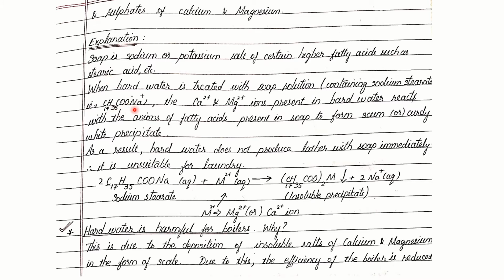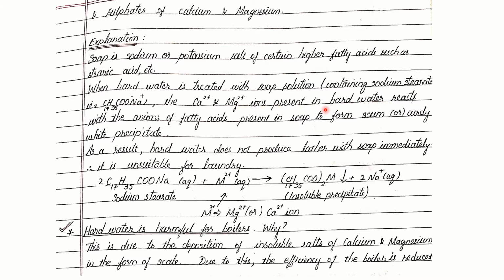Okay, this is the formula of sodium stearate, C17H35COO⁻ Na⁺. The anion part of sodium stearate is C17H35COO⁻ and the cation part of sodium stearate is Na⁺. Okay, so students, what is the main ingredient in the soap that you are going to use for laundry? Sodium stearate.